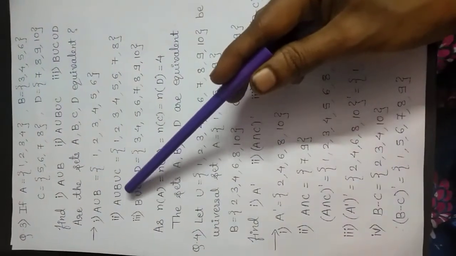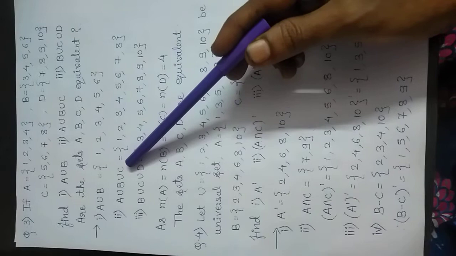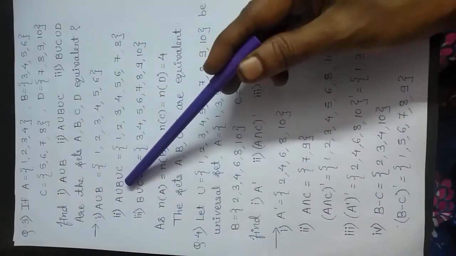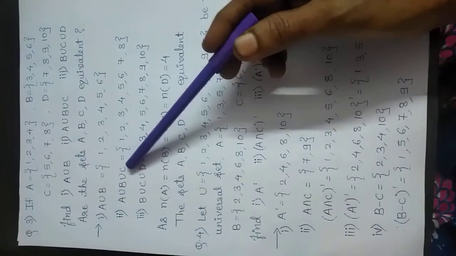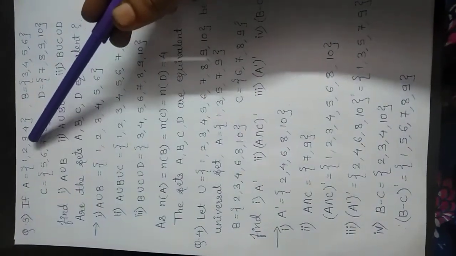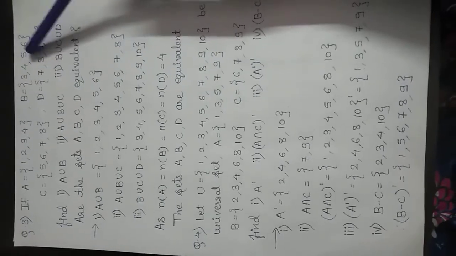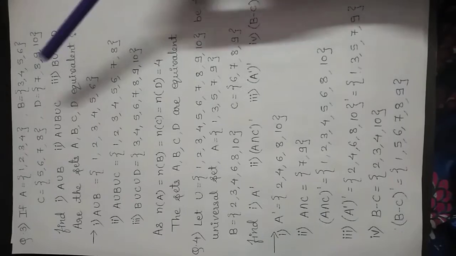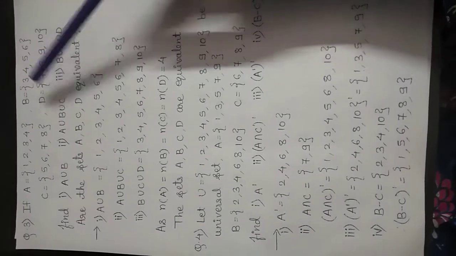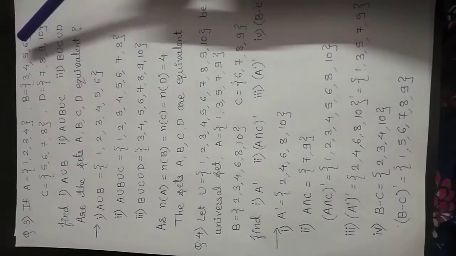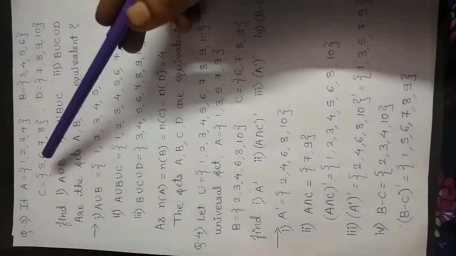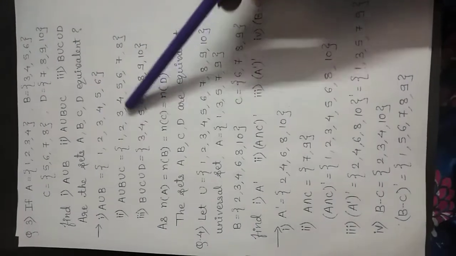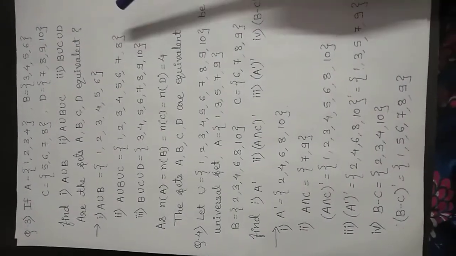Now A union B union C. So here we are going to write all the elements from set A as well as from set B as well as from set C. So here we will get 1, 2, 3, 4, then 5, 6, 7, 8, because 3, 4 are the two numbers which are repeated, so we will write them only once. Similarly 5, 6 are the elements repeated in both the sets, so that also we will write only once. So this is nothing but A union B union C.